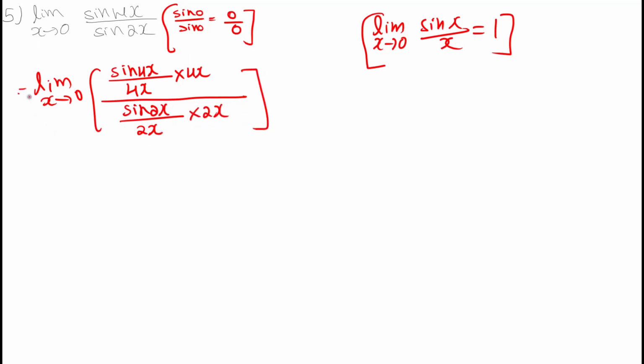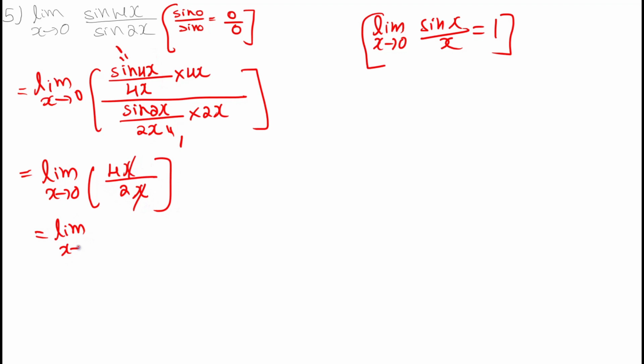So in the next step, it's equal to limit extending to 0, sin x by x, this much value is 1, this much value also is equal to 1, right? So that we will get 4x by 2x, x gets cancelled, so that limit extending to 0, 4 by 2, it's equal to 2. Limit of a constant is equal to the same constant, so the answer is equal to 2.